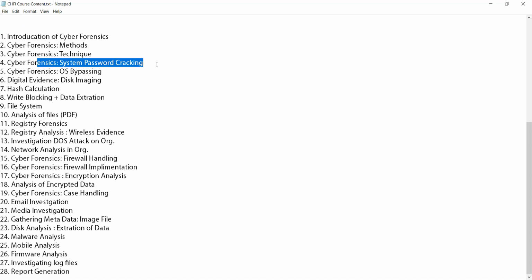The next module, the 19th one, is cyber forensics as case handling. In this module, we are going to learn about what happens if a cyber criminal is doing an activity on a particular computing device. In that scenario, once you create the image of the original evidence, you need to analyze that image file using the Autopsy tool. Autopsy is basically used for case handling procedures.